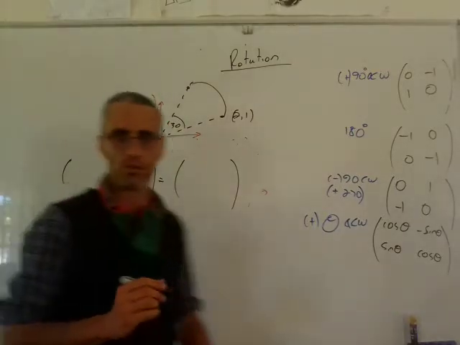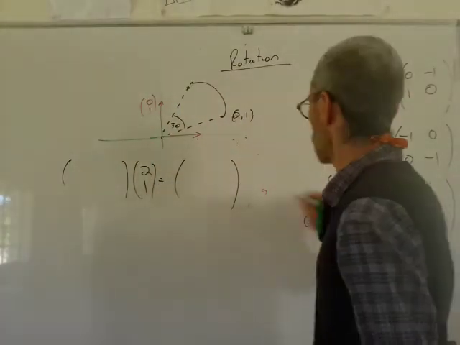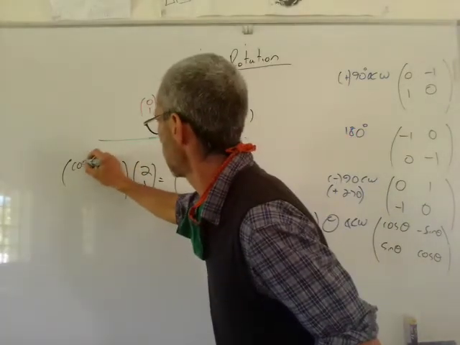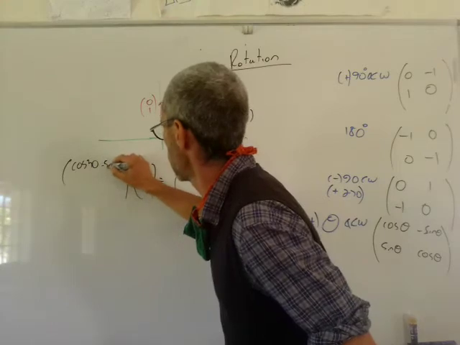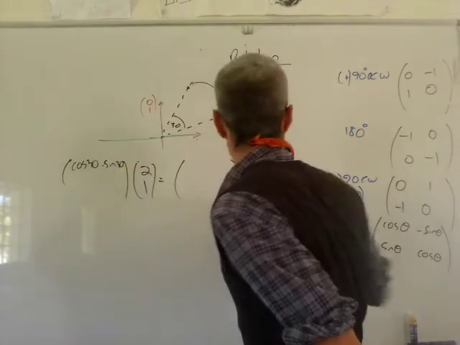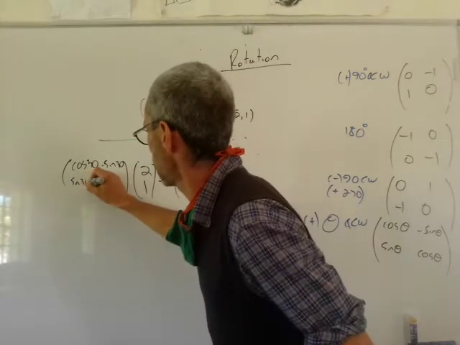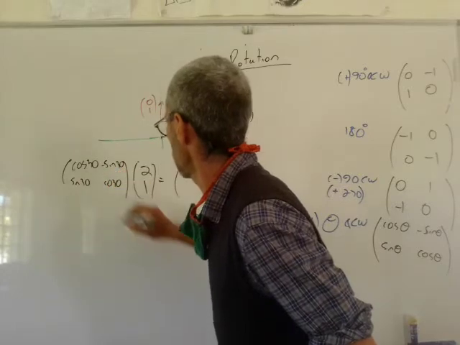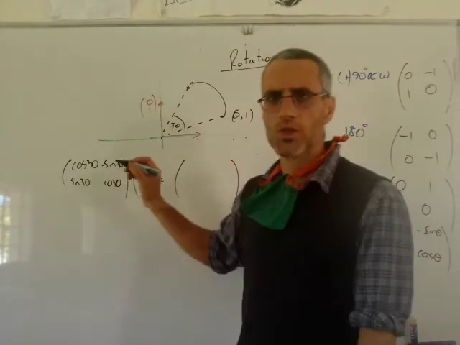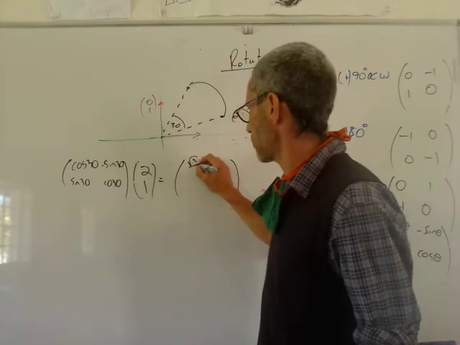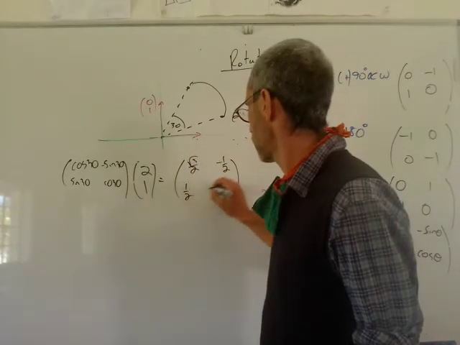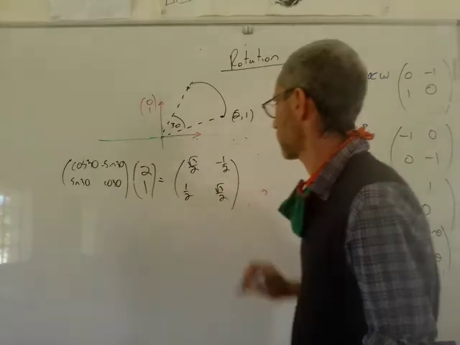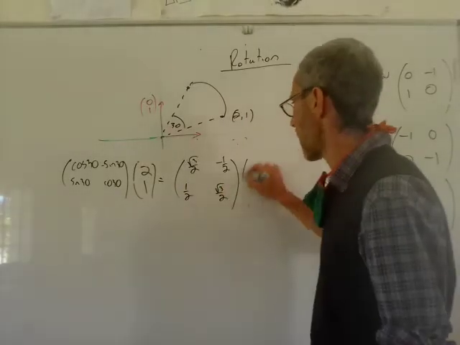So we're going to write cosine 30, minus sine 30, sine 30, cosine 30. And we know cosine 30 is square root 3 over 2, sine 30 is half, so the matrix is square root 3 over 2, minus half, half, square root 3 over 2. Special angles.